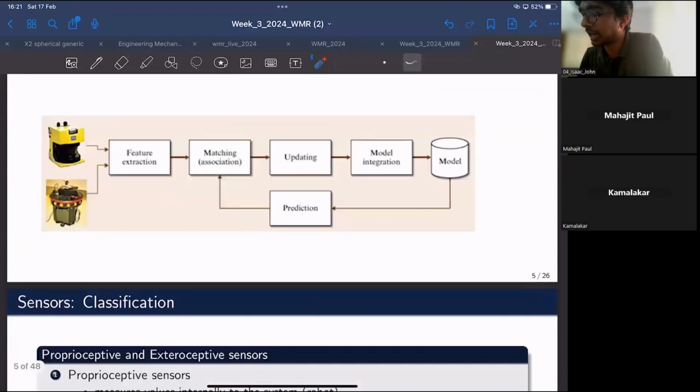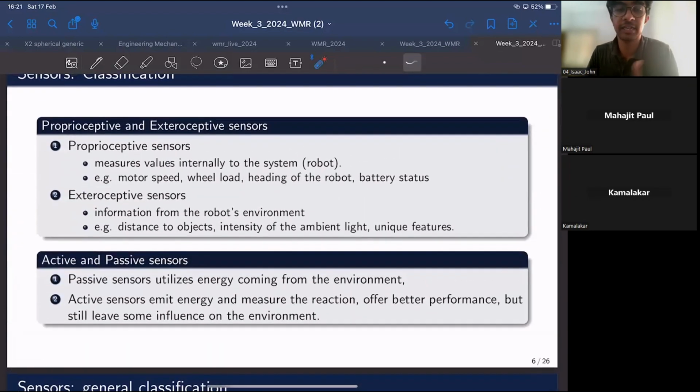It comes under the classification of sensors. You can classify sensors based on two different kinds of classification. One kind is called proprioceptive or exteroceptive sensors. Proprioceptive sensors measure something that is internal to a robotic system, for example, a battery level indicator, encoder readings from the motors, the angular velocity of the motors, then position and inclination. All these things are internal to a robot, so those come under proprioceptive sensors.